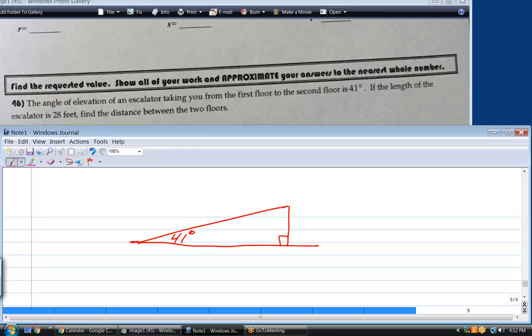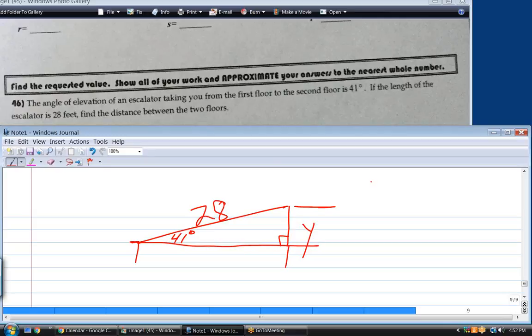But, okay. If the length of the escalator is 28 feet, and that's not the length from here to here, but the actual length of the escalator, this is the escalator, the hypotenuse, find the distance between the two floors, which is y. Okay? So we've taken their word problem and we've drawn it so that it's now exactly like any of the 6 previous problems we've done. So what's the equation that applies here?